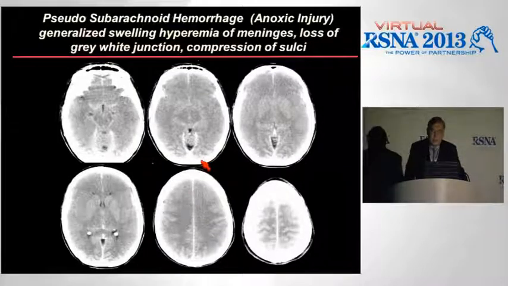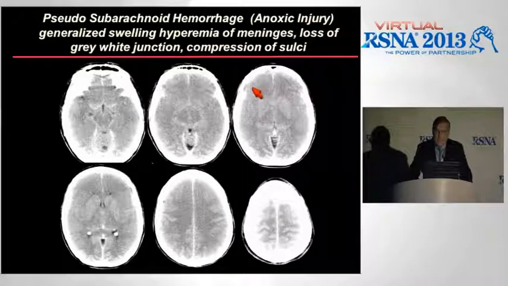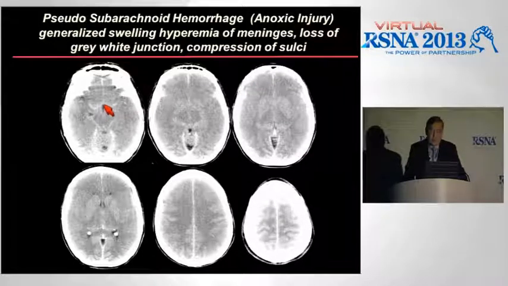There's also another entity called pseudo-subarachnoid hemorrhage. This is when there is diffuse brain swelling and edema. The result is this hyperemia within the meninges. You lose the gray-white junction, you compress the sulci. And so this hyperemia in the basal meninges is slightly increased attenuation in relationship to the surrounding brain. And so this gives you the false impression of subarachnoid blood.